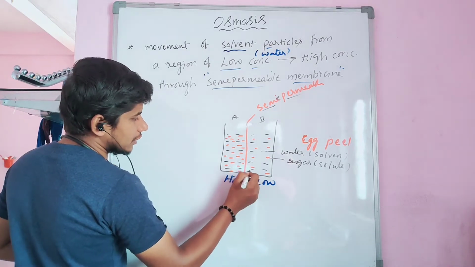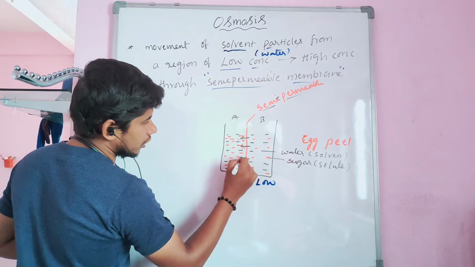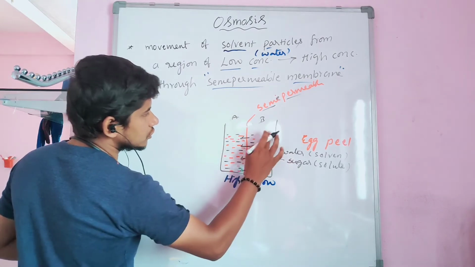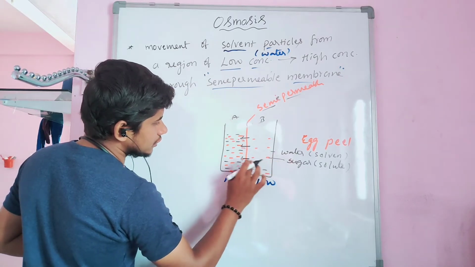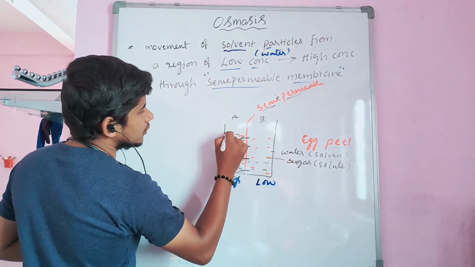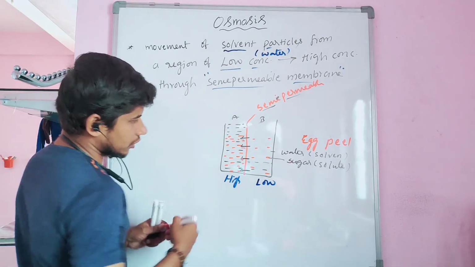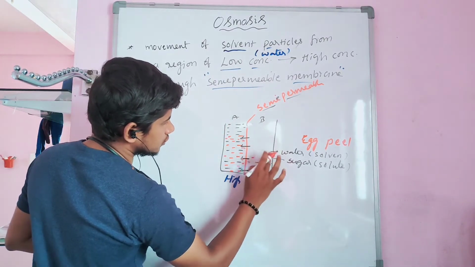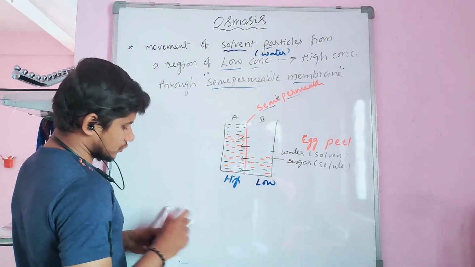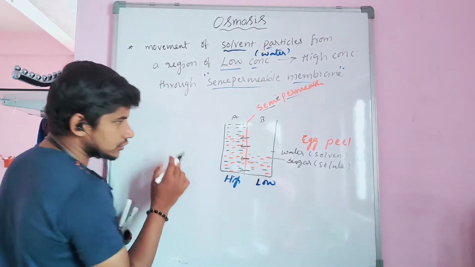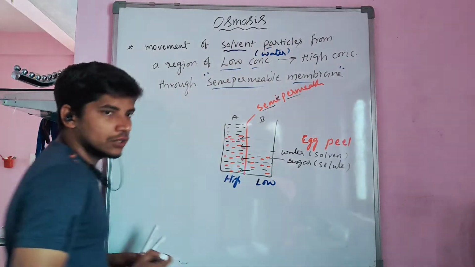So what happens? Gradually the water comes into the higher concentrated solution from the lower concentrated solution. So the water level here decreased, not the sugar level. Water level decreased. Now here the water level increased. So the sugar crystals we can draw here. Hope you have understood. That means only the water molecules pass across the semi-permeable membrane. This is osmosis. Simple.